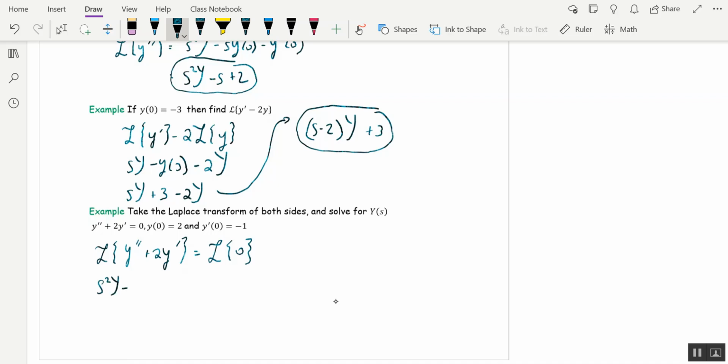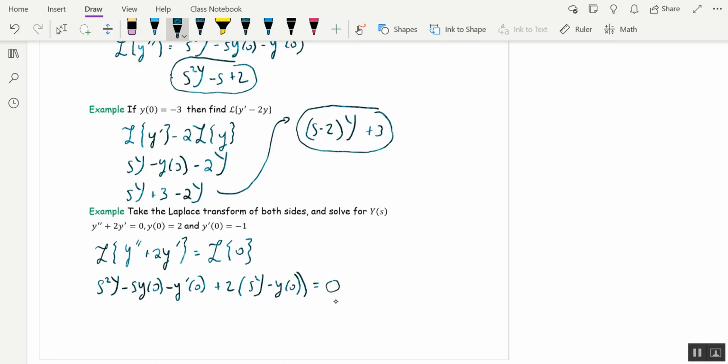I'm just going to write down the general formula for L of y double prime: s squared big Y minus s y of 0 minus y prime of 0, and then plus 2, L of y prime is s big Y minus y of 0. All right, and that's equal to L of 0. Again, this is not something you're going to see in the table, but if you look at the definition of a Laplace transform, L of 0 is just 0.